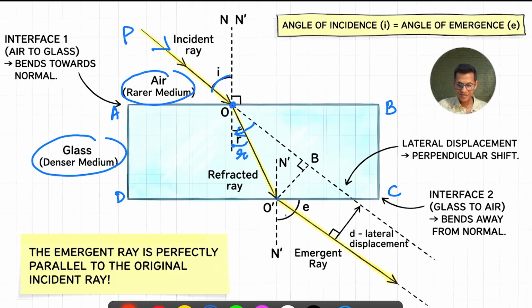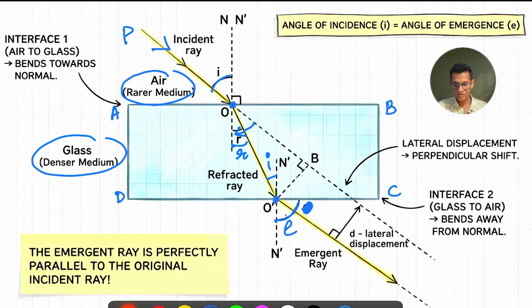Then it hits surface DC of the glass and forms another angle of incidence here. And you will see that this time it is moving from a denser medium to a rarer medium. So it is going to bend away from the normal, and we call this angle the angle of emergence.